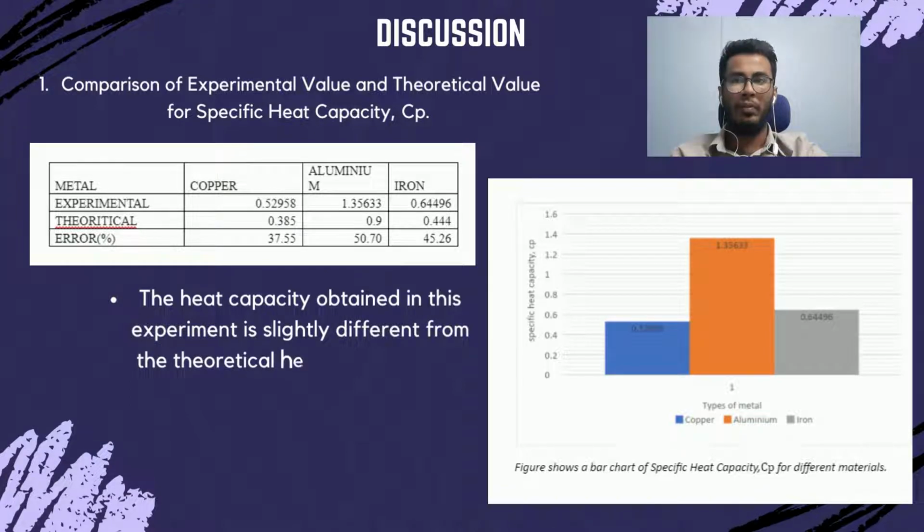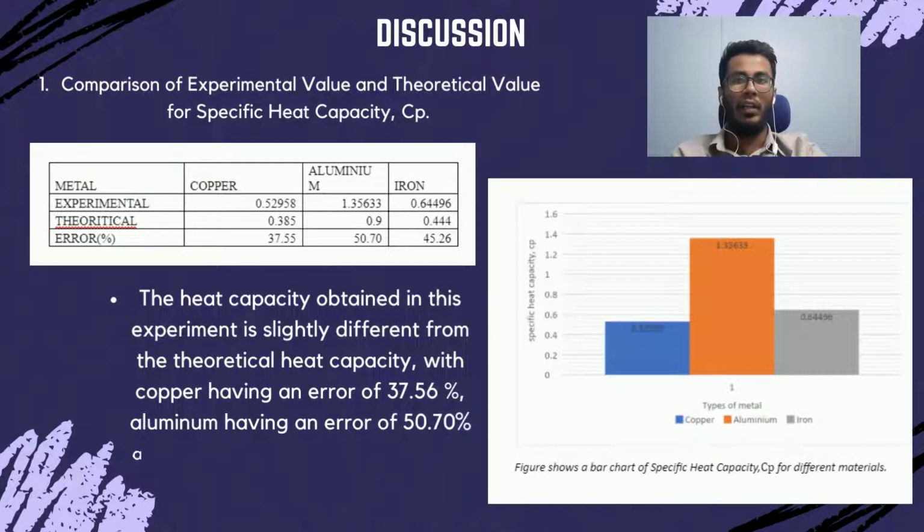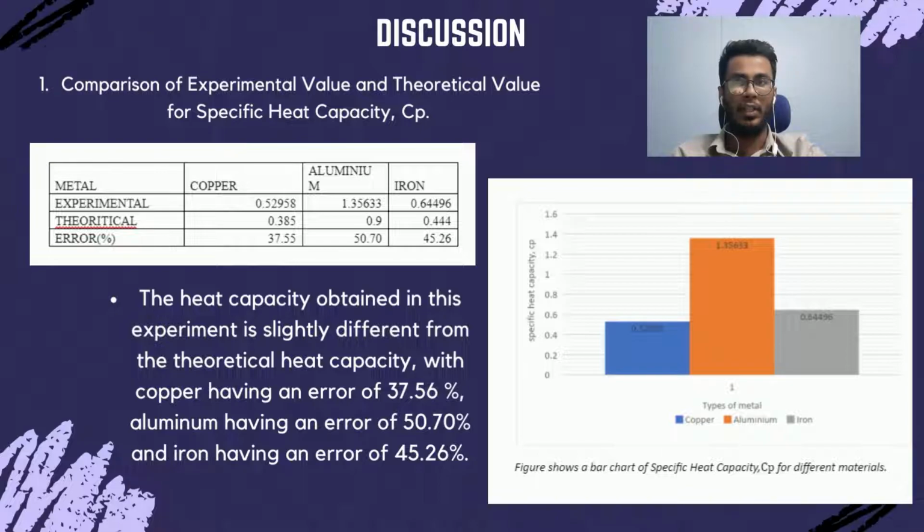So the experimental value of specific heat capacity of copper was 0.52958, for aluminium it was 1.35633, and for iron it was 0.64496. The theoretical value of specific heat capacity of copper was 0.385, for aluminium it was 0.9, and for iron it was 0.444. So the percentage of error was calculated, where the theoretical value minus the experimental value, over the theoretical value, times 100%.